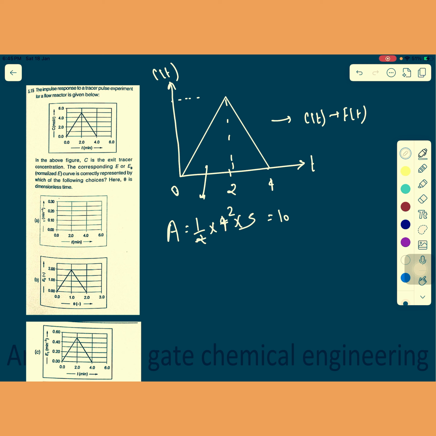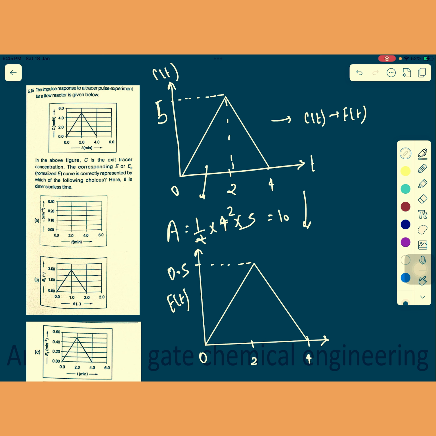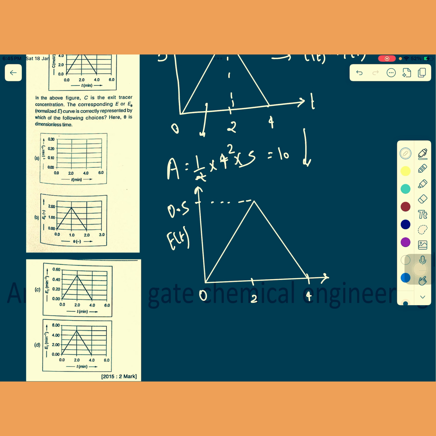So if I divide the curve by area 10, what will happen? This is the maximum value, which is 5. Whenever I divide, you will see this graph is just a rescaling of the graph, that's it. The y coordinate of the graph will be changing only. So it will be looking like that only, and this value gets divided by 10. So here it will be 0.5 only, and again that is 0, this will be 2 and this will be 4. So now this is your E(t) curve. So you can see that there is a 0.5 versus this. So option C will be your correct answer. Option C will be your correct answer.